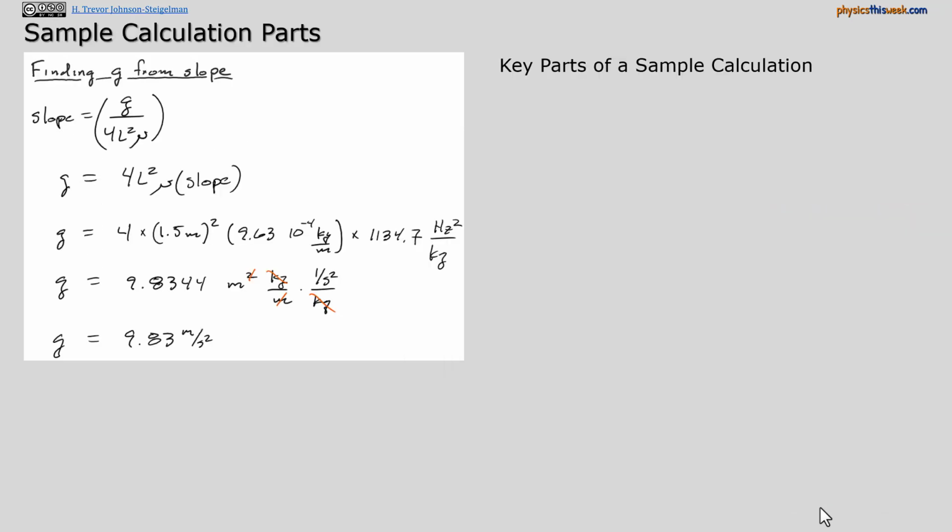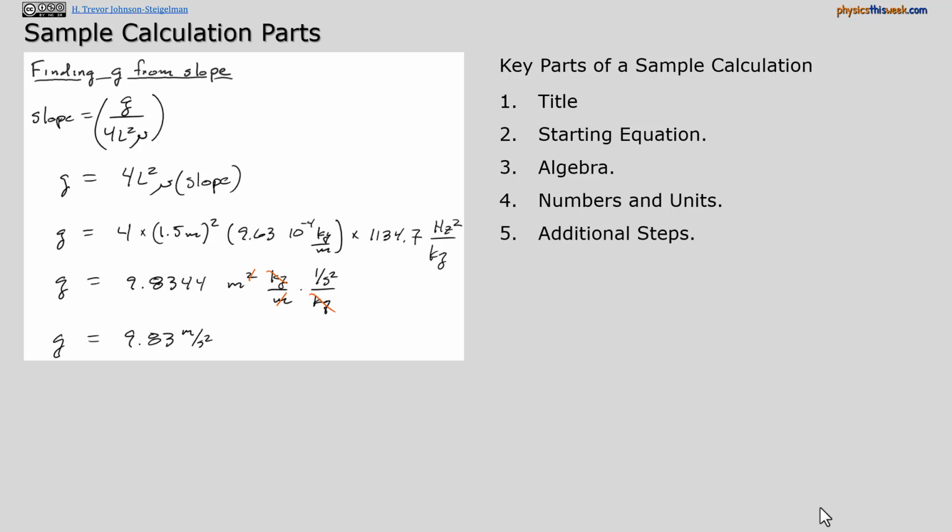A sample calculation should include several key parts. I'll list them here, then go into details over the next few pages. A title describing the calculation. The starting equation. Any necessary algebra. The numbers that are inserted along with their units. Any appropriate middle steps. The unrounded answer. The unit algebra. And the final answer, fixed for significant digits along with its units.